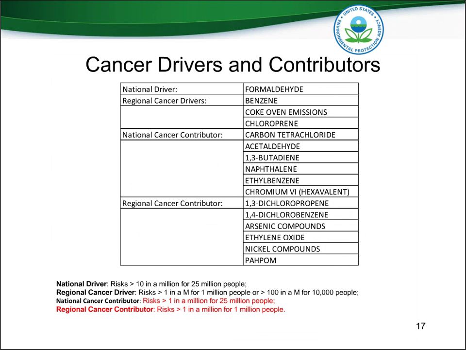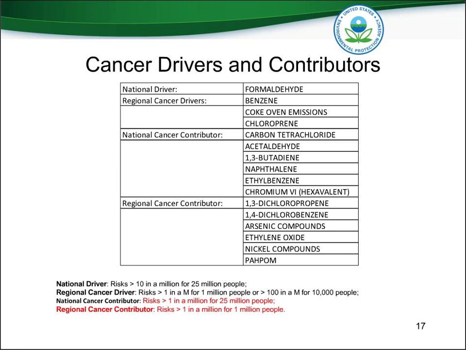The next slide shows what we call our cancer drivers and contributors. If you look on the bottom of the slide, you'll see how we defined each one of those. Essentially, how important is this pollutant from a national or regional perspective, what levels of risk are we seeing, and how many people are actually at risk at these levels? And you see in the bottom there, the biggest one being formaldehyde, as you would suspect from when I showed you that cancer pie a few seconds ago.